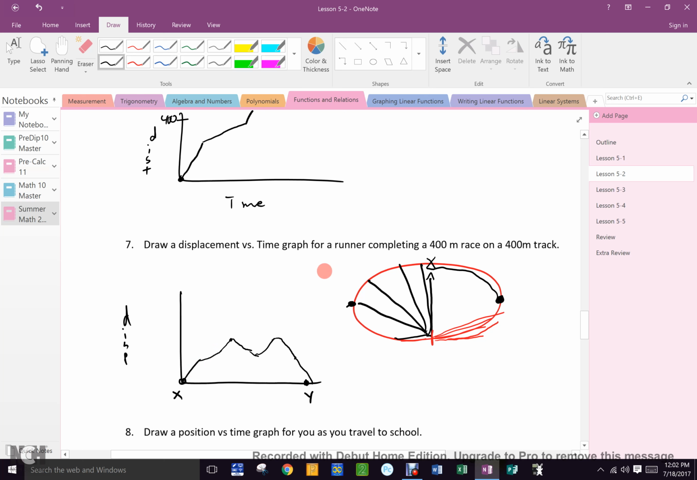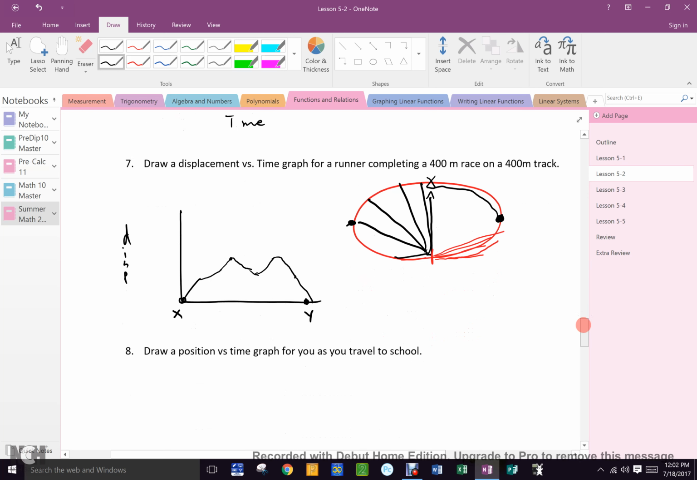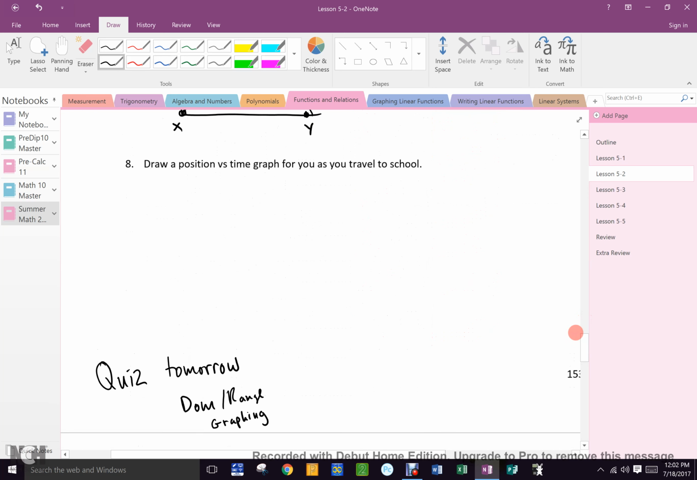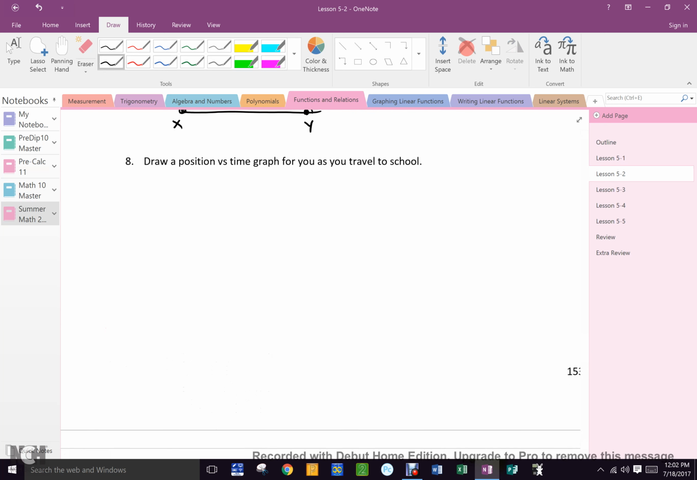That's it. Everybody cool? All right, now I said we were going to do 8 together. You guys aren't going to do it because if you all did it, there'd need to be 25 different graphs. So we'll do the one for me. All right? So, position time graph. Distance or displacement?